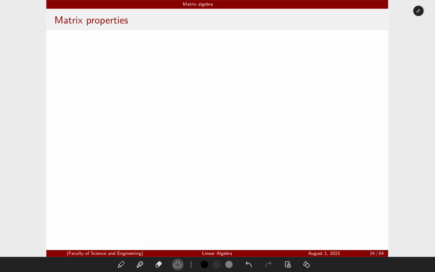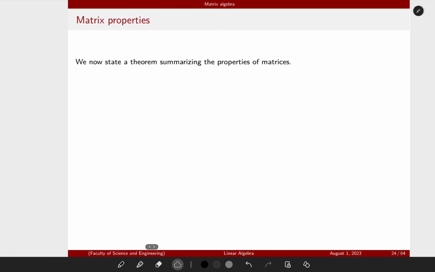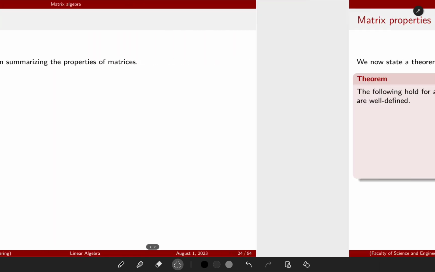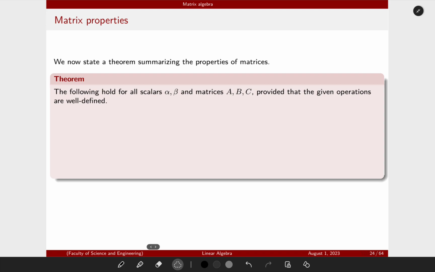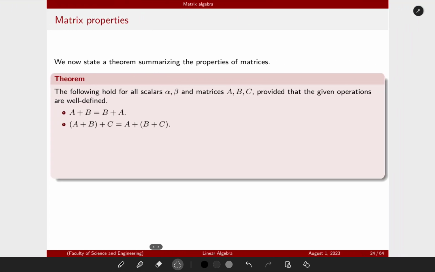Now that we've defined matrix addition, scalar multiplication, and multiplication, we have a theorem summarizing these properties. The following hold for all scalars alpha and beta and matrices A, B, C, provided that the given operations are well defined. So we have that A and B have the same dimensions when they're added, etc. Matrix addition is commutative: A plus B is the same as B plus A. This makes sense intuitively because normal addition is also commutative. So if we add all the entries of the matrices, it should also be commutative.